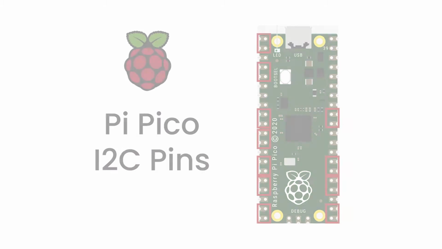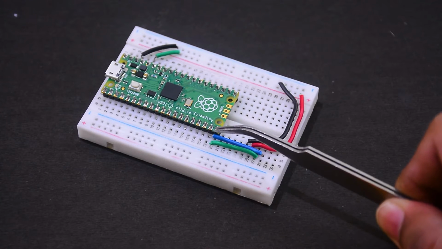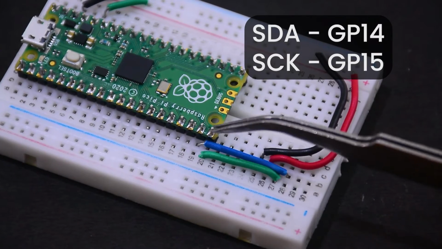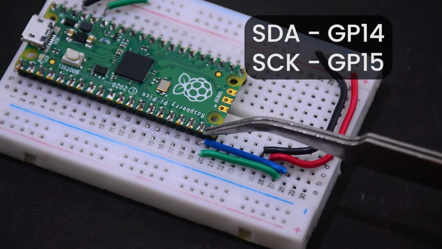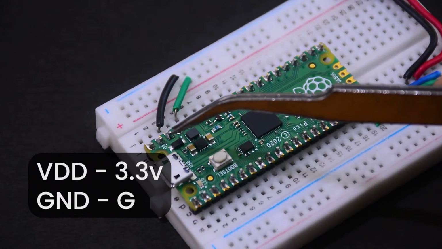This display is an I2C device, so it has to be connected to any of the I2C pins on the Pico. We are using pins 14 and 15, so connect SDA to GP14 and SCK to GP15. VDD to 3.3 volts and GND to ground.